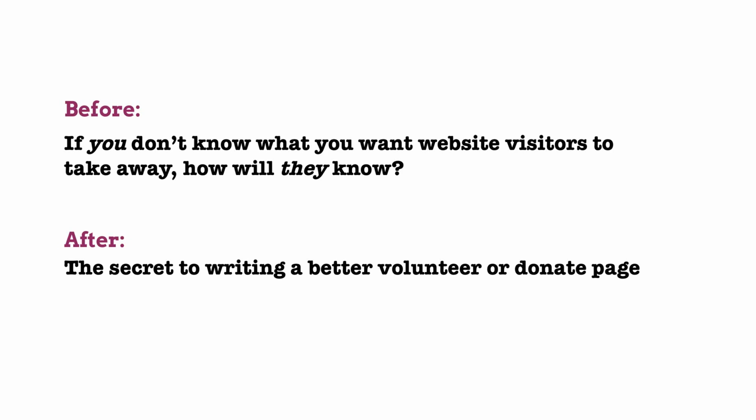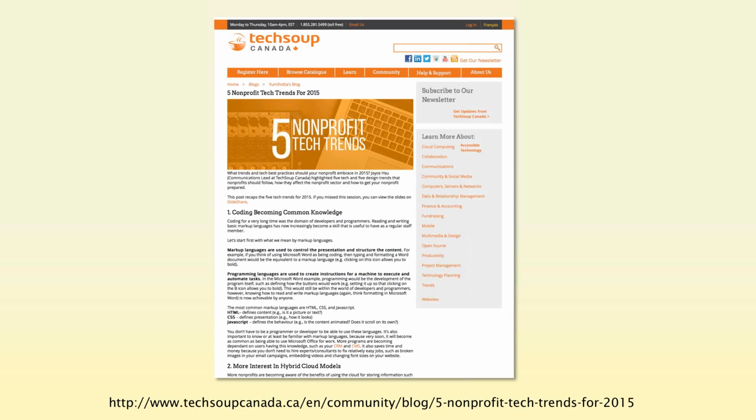So I really struggled with finding some great examples from nonprofits who use very descriptive subheadings in particular. But our host had the best example I found. So here is a blog post from TechSoup Canada from the last couple of weeks, and the post title is 5 Nonprofit Tech Trends for 2015. And then you can see the next couple of headings.